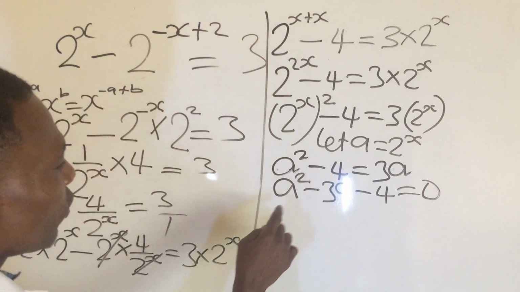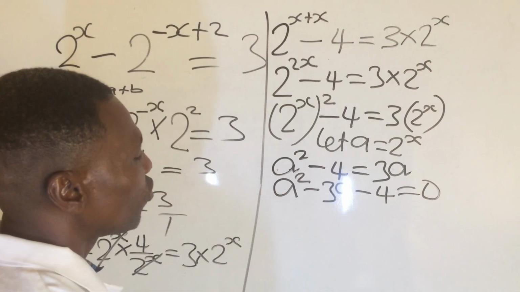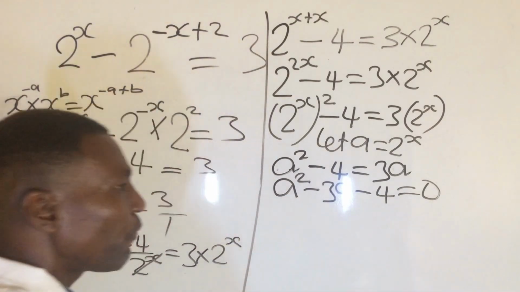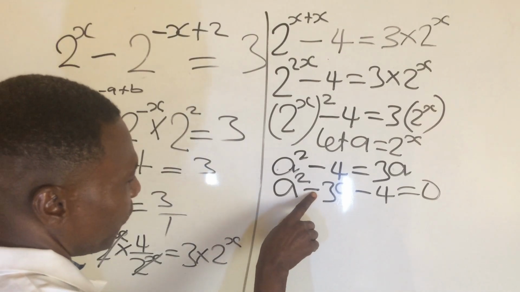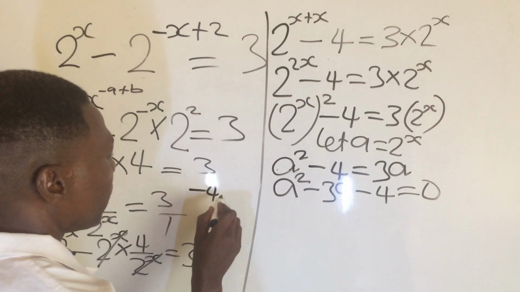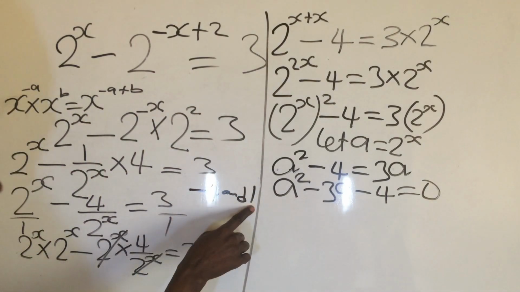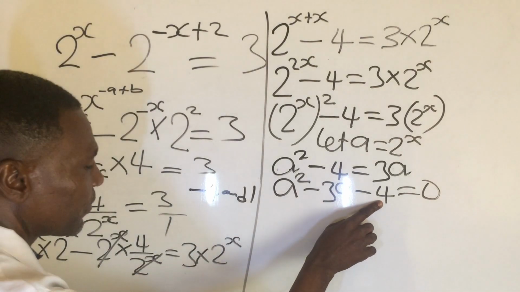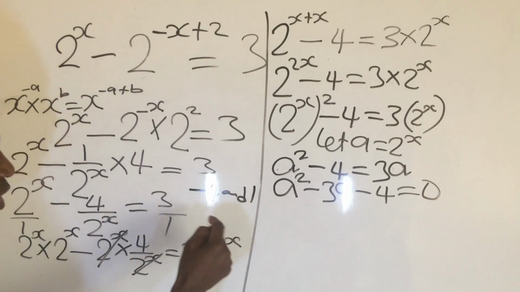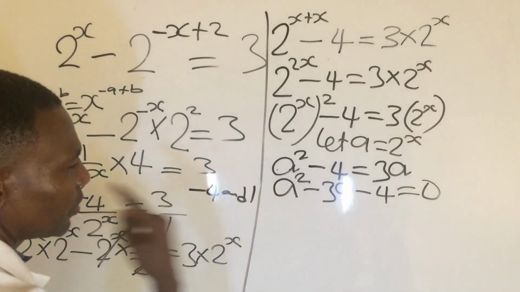Now, coming to this place, we find two numbers. If we multiply these two numbers, it will give us minus 4. And if we add the two numbers, it will give us minus 3, okay? And those numbers are minus 4 and 1. Minus 4 times 1 will give us minus 4. Then minus 4 plus 1 will give us minus 3, because when you take 1 away from 4, we have minus 3, okay?